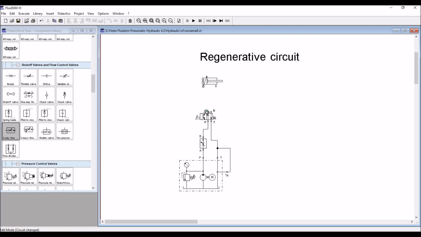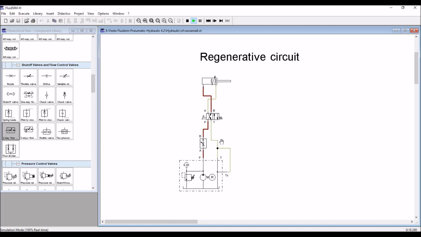And normal circuit is A to this one. Okay, so I'll give you a demonstration of this circuit. This is a normal circuit. Means generally oil goes inside the piston chamber. Oil goes from rod chamber to A to tank. Right? You can observe during extension, oil from A to tank is going.